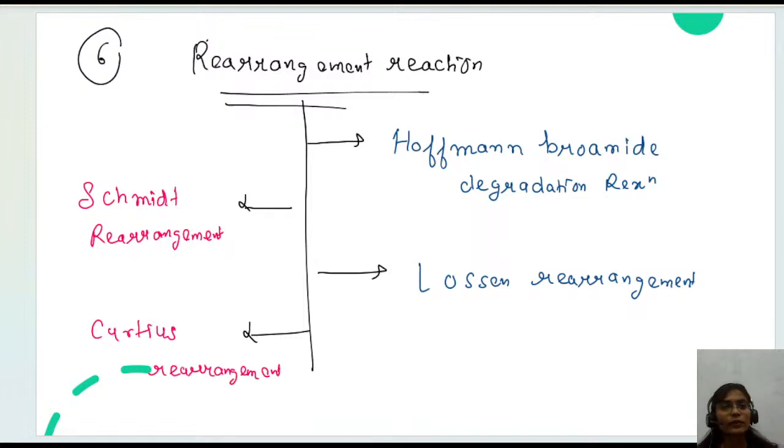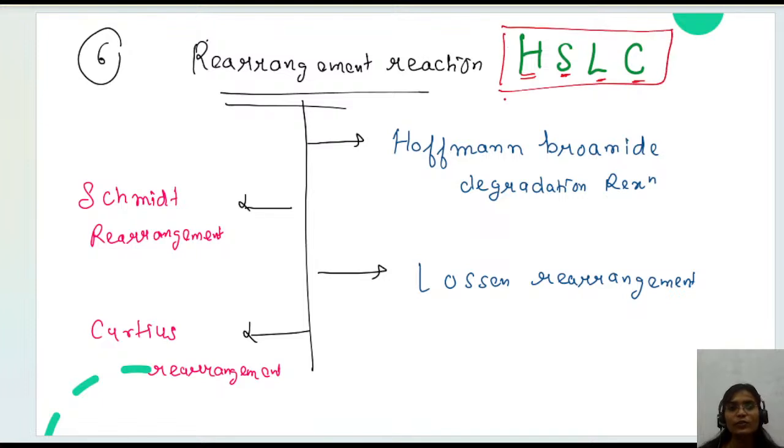Okay, now how to remember them? I used to remember it as high school living certificate, HSLC. H for Hofmann bromamide degradation, S for Schmidt reaction, L for Lossen rearrangement, and C for Curtius. This is how you remember them in sequence. It's easier for us to remember the names reagent-wise.